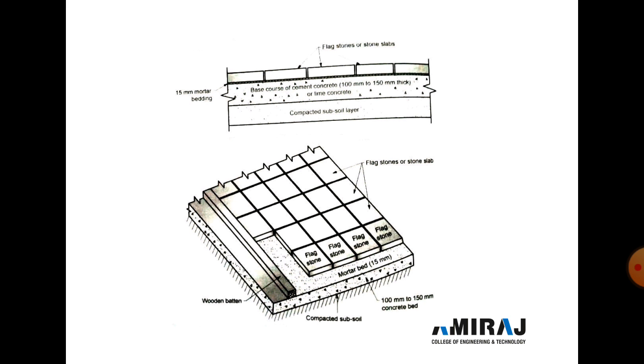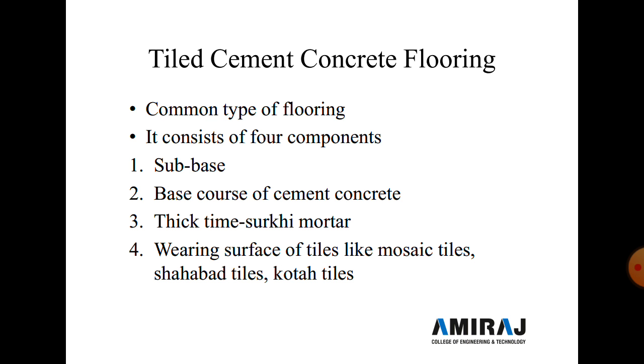Now next is tile cement concrete flooring. So this is the most common type of flooring used in residential, commercial, public, even industrial buildings. Now it consists of four components. First component is a sub base, second is a base course of cement concrete, third is a thick lime surki mortar, and fourth one is a bearing surface of tiles like mosaic tiles or Kota stone or Shahabad tiles.